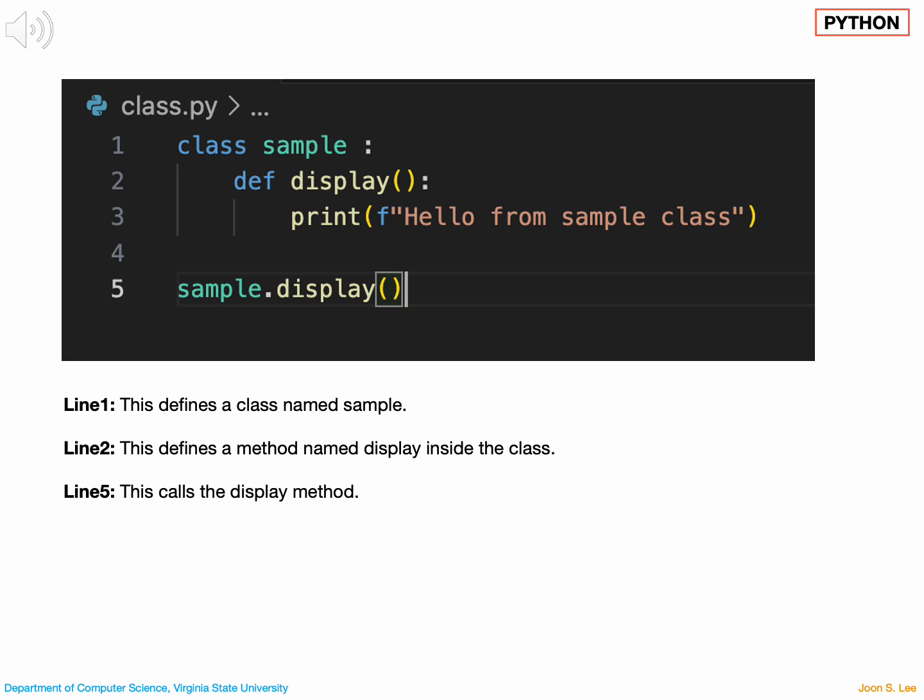Now let's look at a very simple Python class example. On line 1, we define a class named sample. This is the blueprint. We're not creating an object yet. We're just defining what the class looks like.